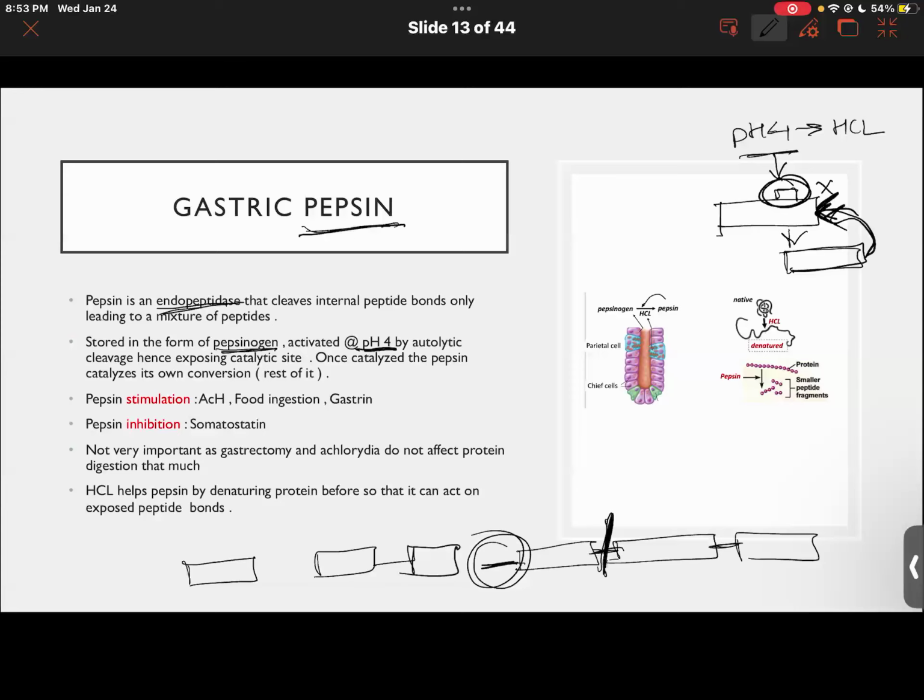So when do we need pepsin? We need pepsin when we eat, because we need the food to be digested. So the first thing that stimulates pepsin is food ingestion. Okay. We also know from earlier that gastrin stimulates pepsin release, because it also stimulates HCl release, and they're correlated. So food ingestion, gastrin, and then ACH.